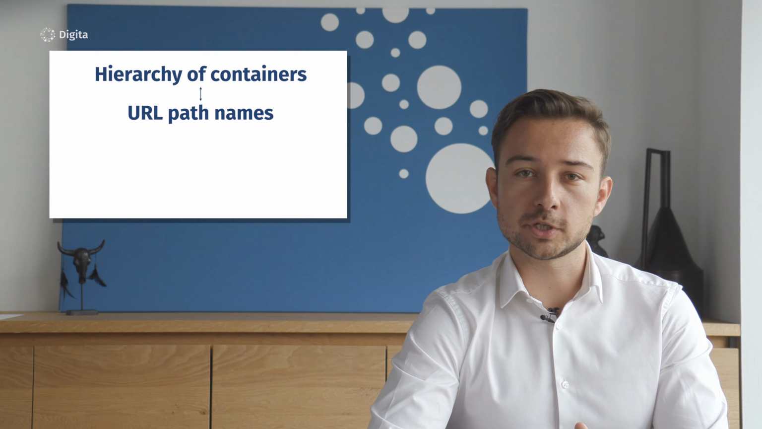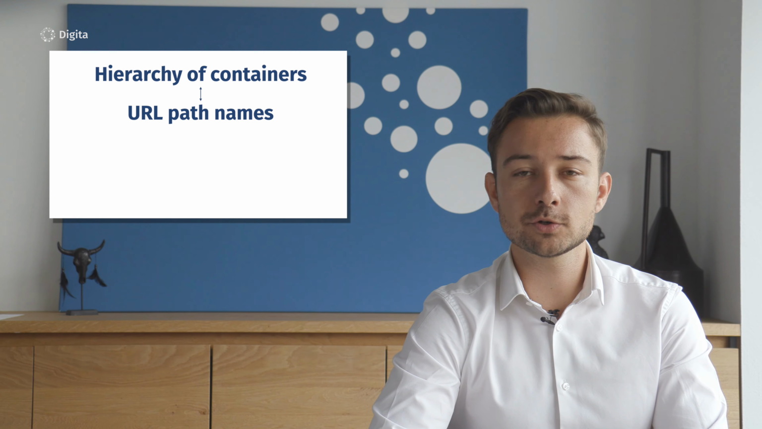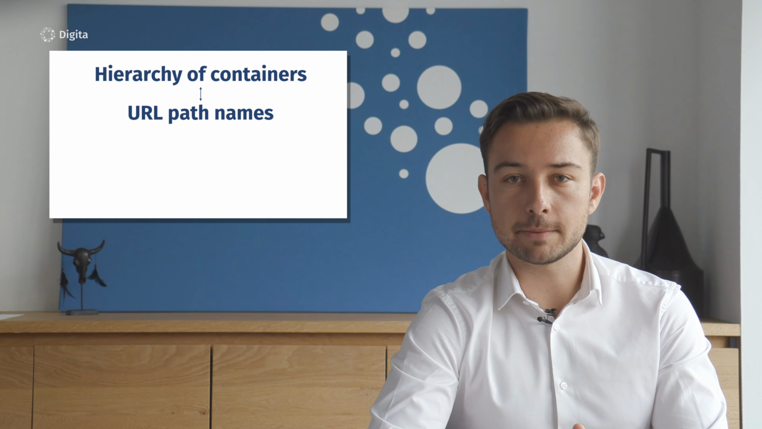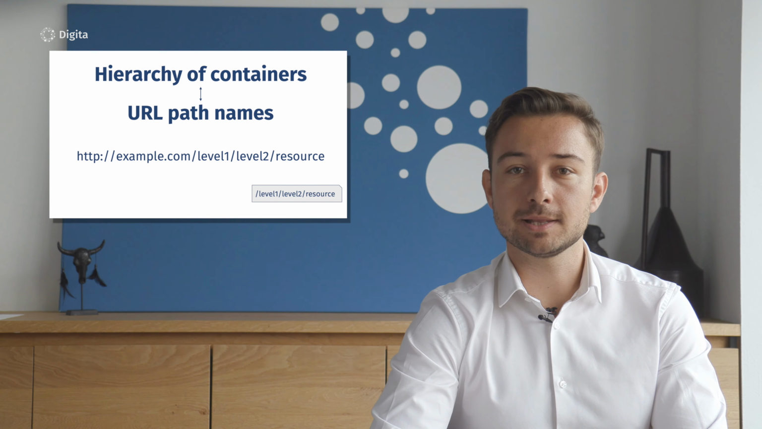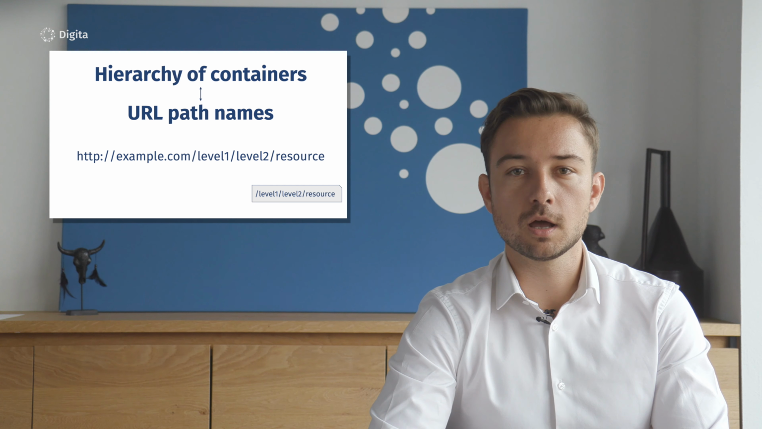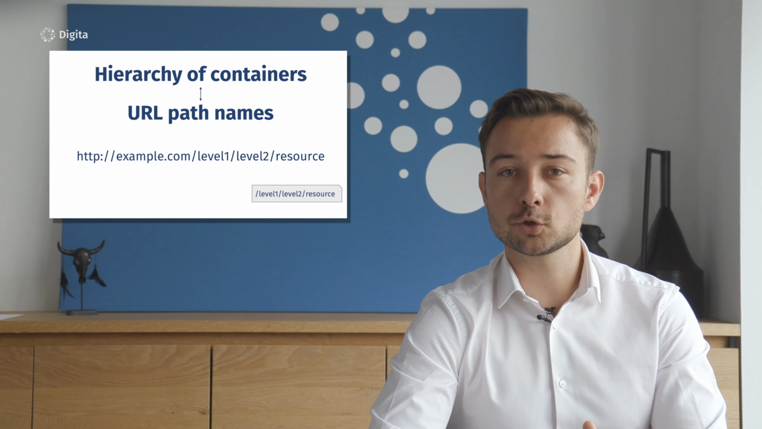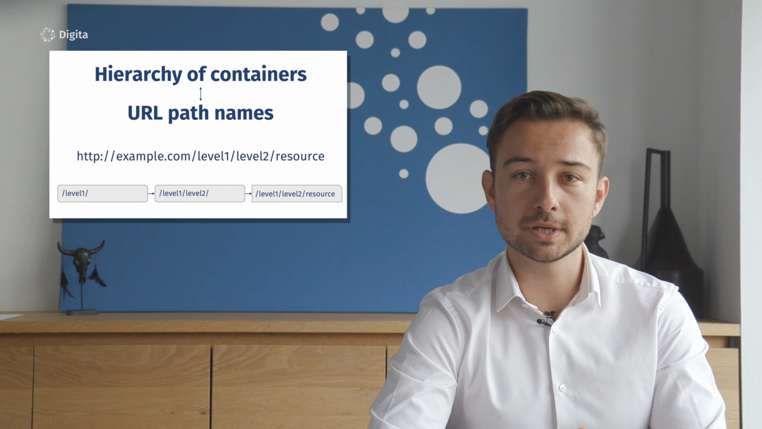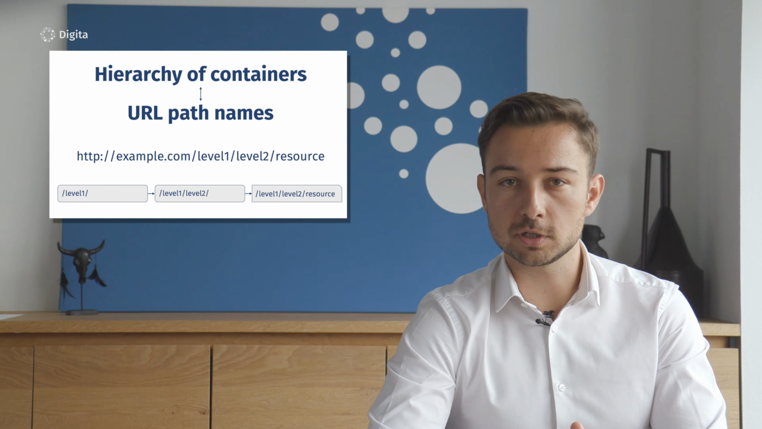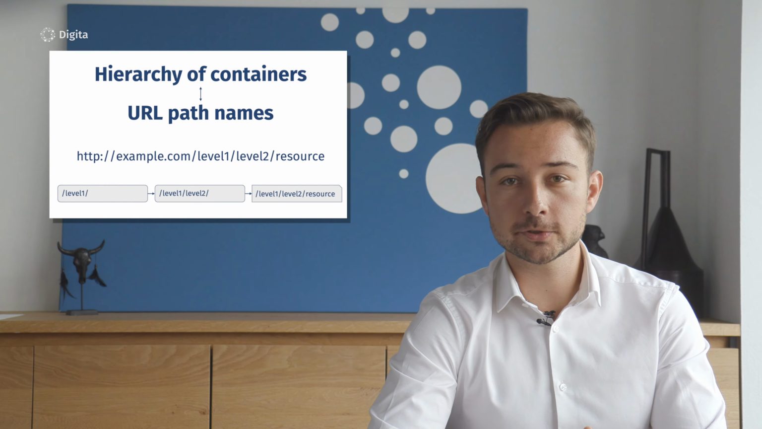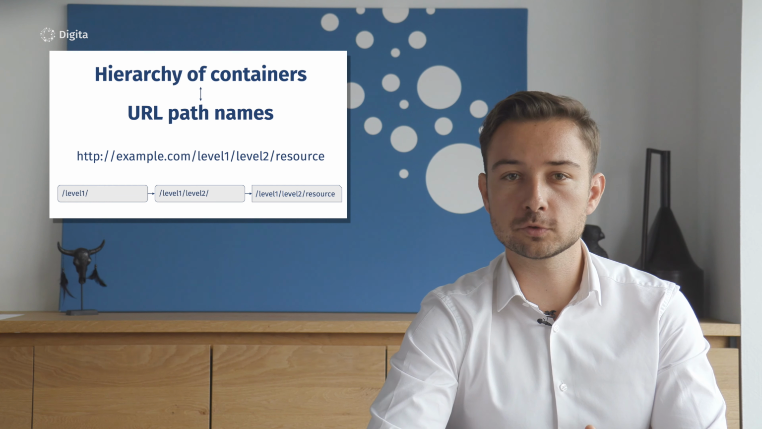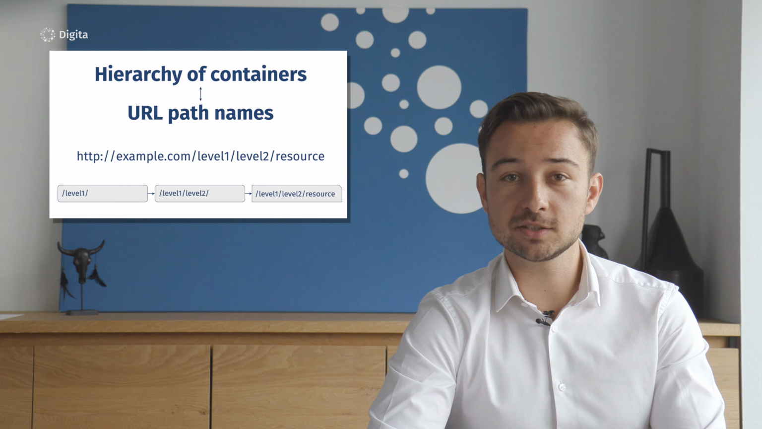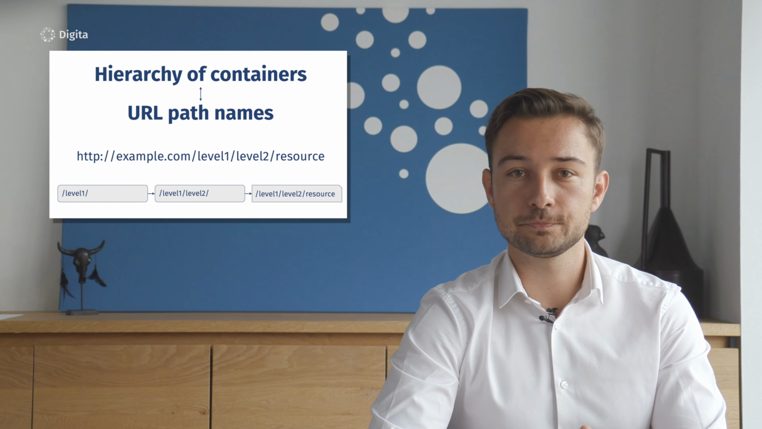There is a one-to-one correspondence between the hierarchy of containers and the URL path names for the resource. For example, following resource has its path level 1, level 2. A conforming solid pod has to make sure that the parent containers level 1 and level 2 exist. As a result of this rule, you as a user can be sure you cannot create orphan resources. Each resource within your pod is contained within one specific container.